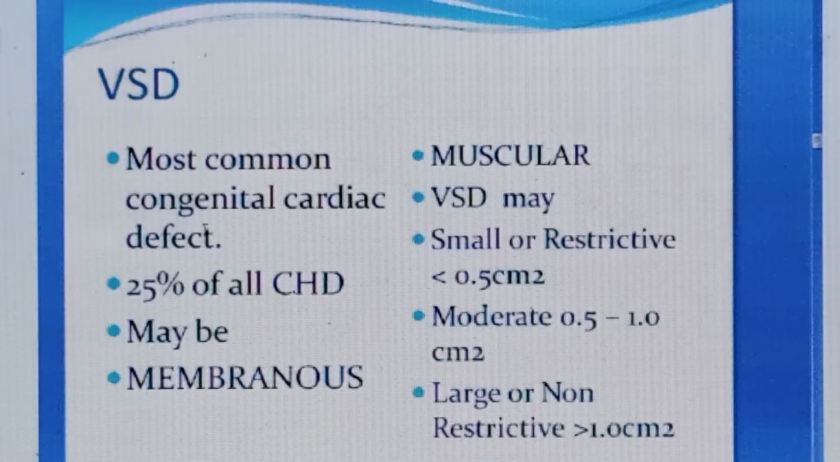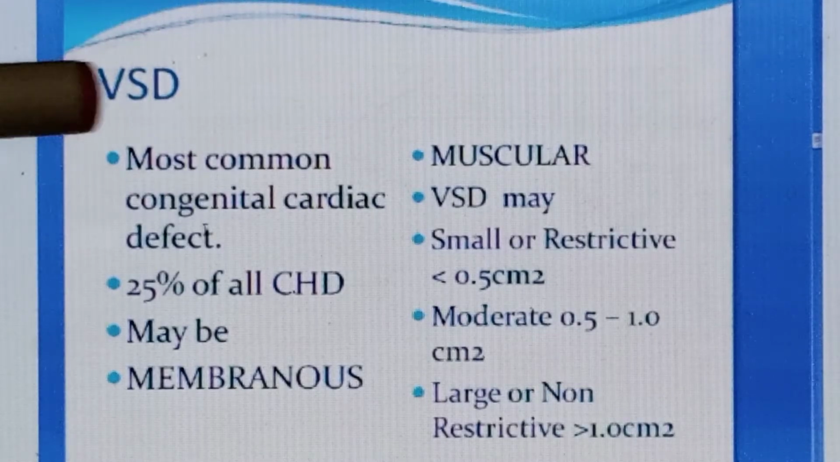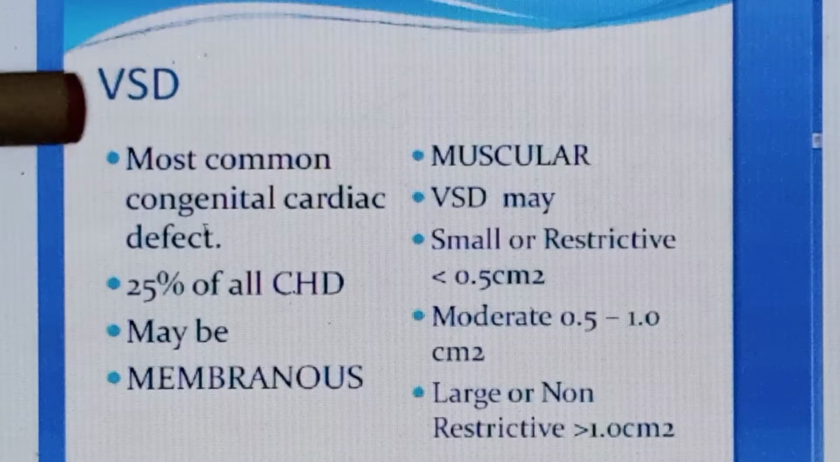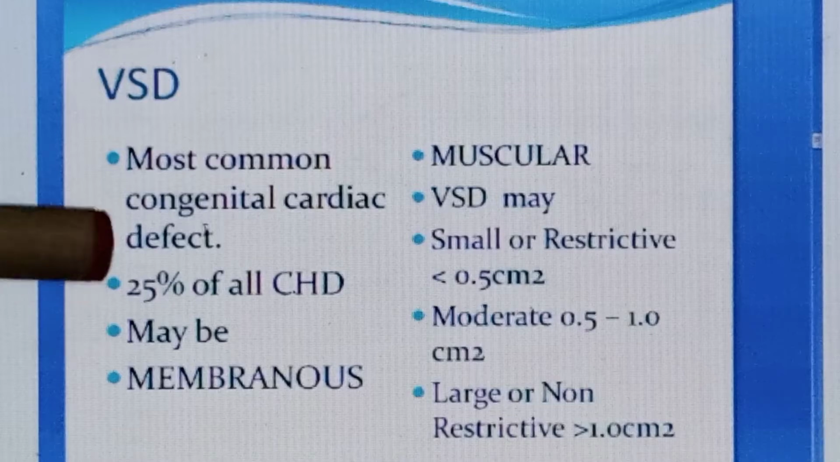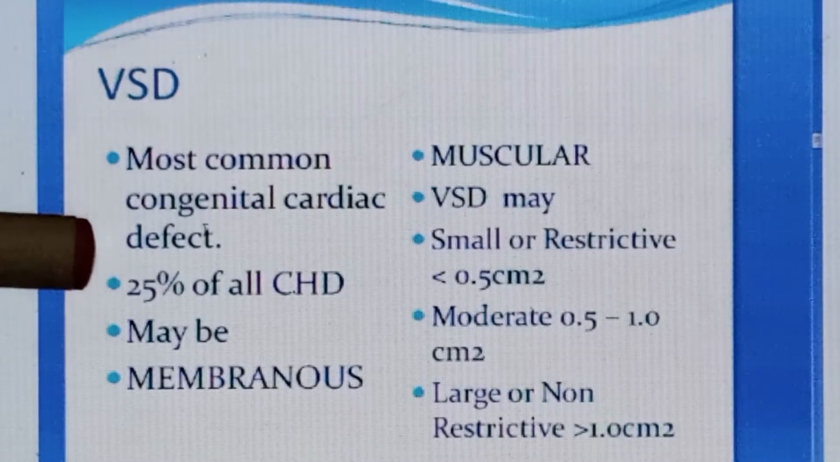We are going to start the series of lectures on congenital heart defects in CVS medicine, which are broadly classified into acyanotic heart diseases, cyanotic heart diseases, and obstructive heart diseases. In acyanotic heart diseases, today we are going to talk about a very important topic, that is VSD or ventricular septal defect. As the name indicates, there is a defect or hole in the interventricular septum. It is one of the most common congenital cardiac defects and constitutes about 25% of all congenital heart defects.